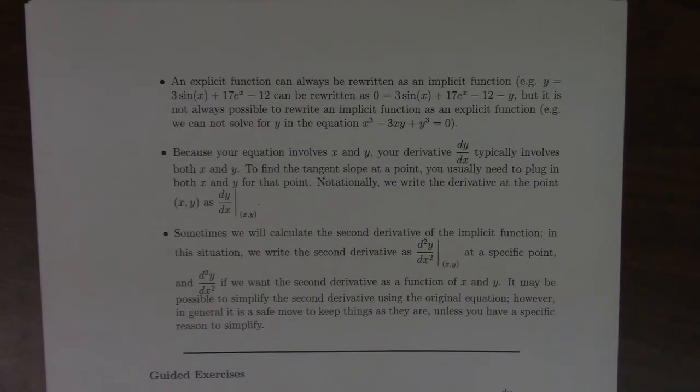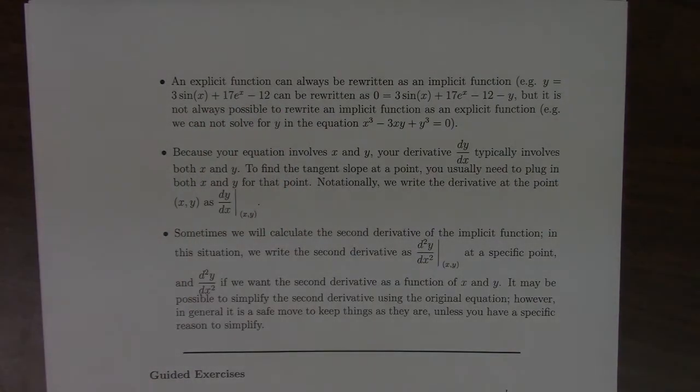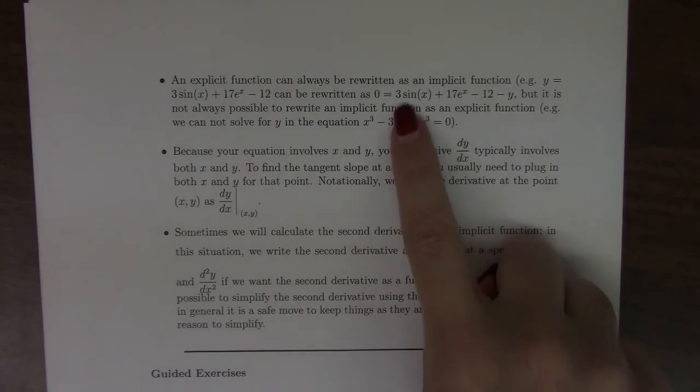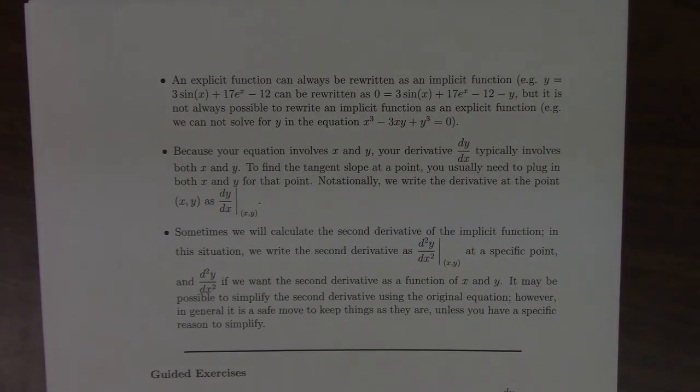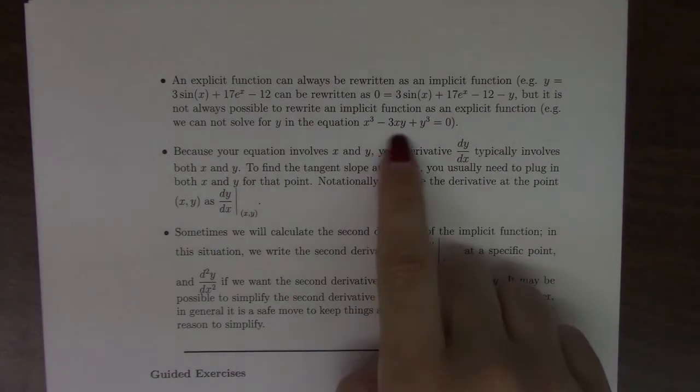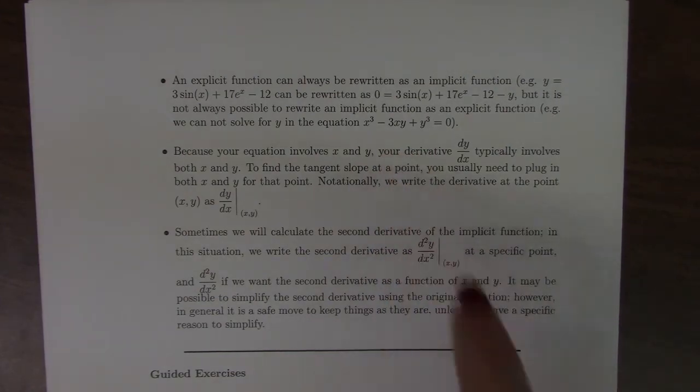So one thing to keep in mind is an explicit function can always be written implicitly. Going back to the example we saw on the previous page, we had y equals this equation. Well, if all I do is move y to the other side, and now everything is set equal to 0, you now technically have an implicit function. But it doesn't work the other way. Not all implicit functions can be solved and written explicitly. We talked about that here: algebraically, you could never solve this for y.